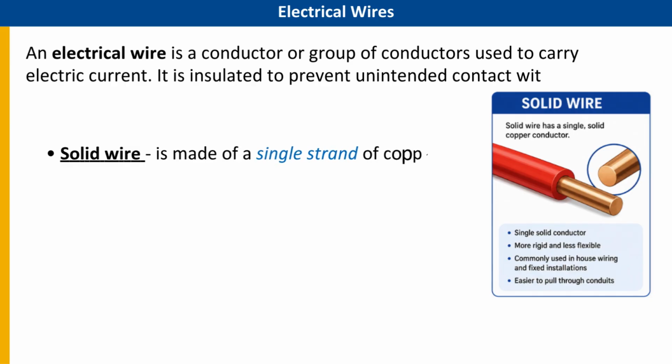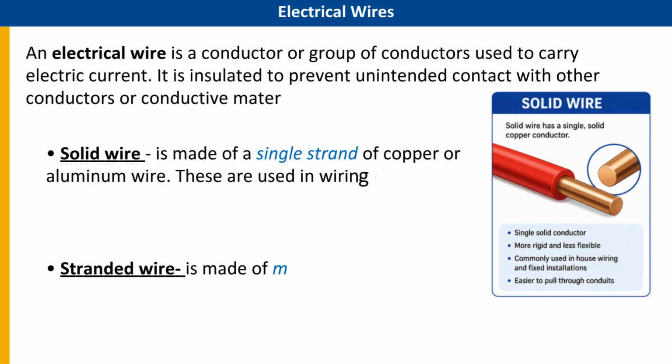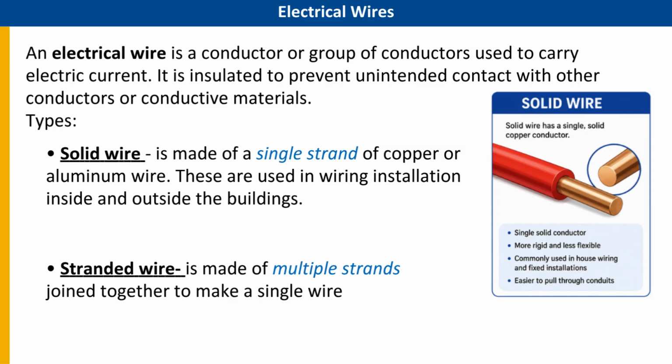Types. Solid wire is made of a single strand of copper or aluminum wire. These are used in wiring installation inside and outside the buildings. Stranded wire is made of multiple strands joined together to make a single wire.